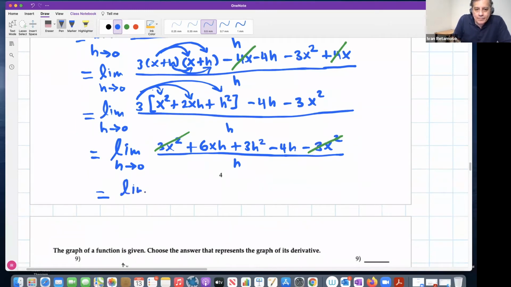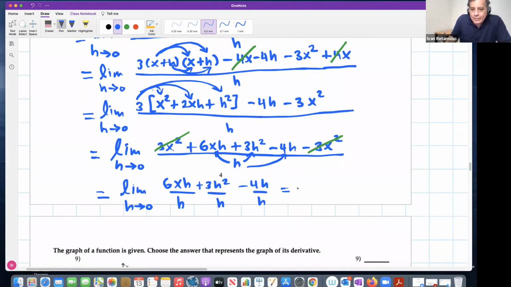We are left with this limit as h approaches 0 of 6xh plus 3h squared minus 4h. If you divide each of these components by h, you get h into 6xh, plus h into 3h squared, minus h into 4h. So this will be equal to the limit as h approaches 0 of: this cancels, 6x stays, h into h squared is just h, and this is minus 4. H into h, they cancel. At this point, what is left is to substitute h with 0. 3 times 0 is 0, this disappears, and this should be 6x minus 4.